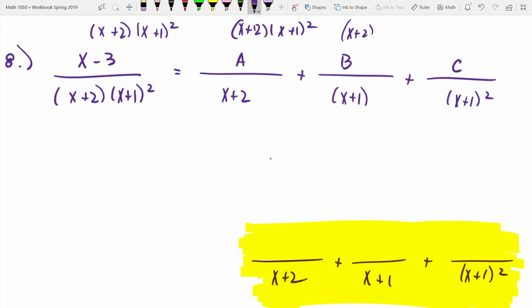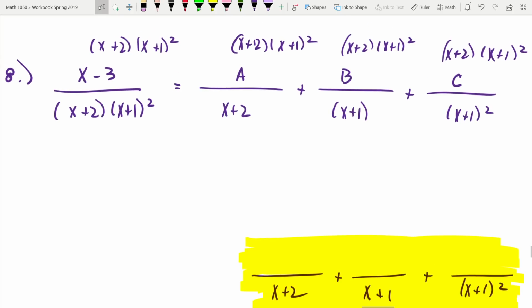Some people don't like to write this down. They feel like they can do it in their head. And sometimes when people do it in their head, they mess up. So I wouldn't recommend it. That little multiplying thing. So this x plus 2 cancels with that one. X plus 1 squared cancels with that one. And you have x minus 3. The original numerator, the original top, is always what you're going to be left with on the left-hand side. Next one. This x plus 2 cancels with that x plus 2.